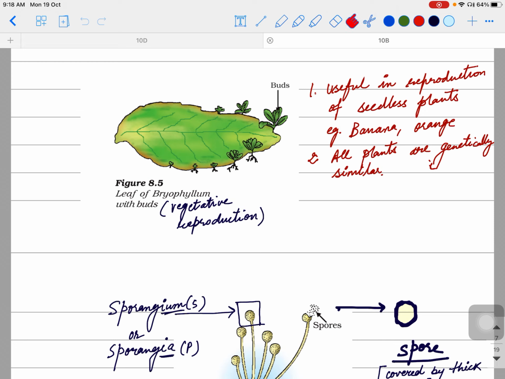An example is leaf of bryophyllum. Here you can see in the notches of leaf, buds are growing, the roots are there, leaves are there, and when they acquire a particular size, they fall off from the leaf, they detach from the parent plant, and they develop as independent plants. Now, what are the advantages of this method?